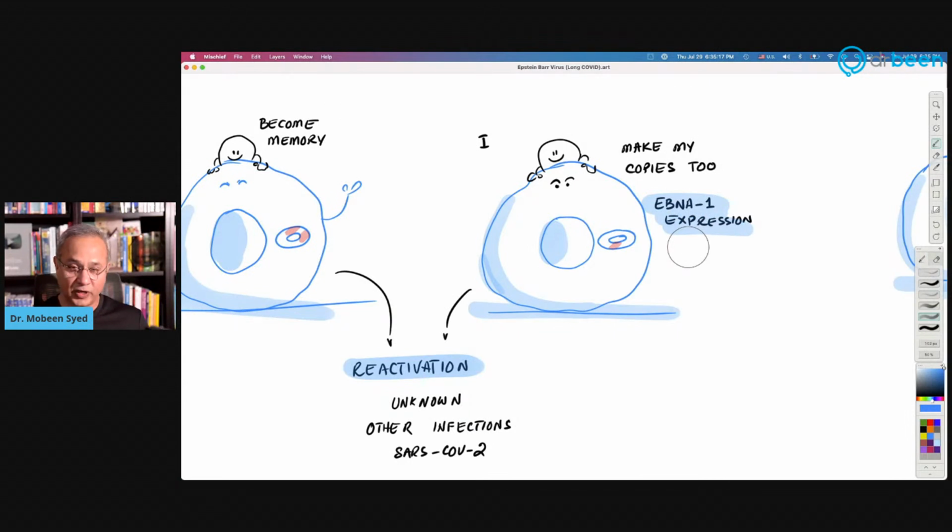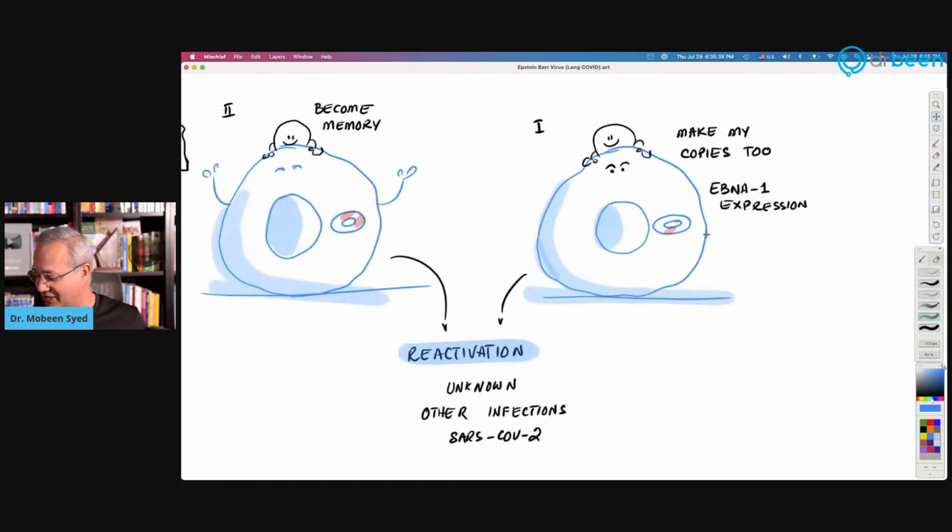EBNA1, Epstein-Barr nuclear antigen 1. That enzyme is produced in the latent stage 1, which is the last latent stage, which only helps the virus plasmid to be replicated when the parent cell, or the B cell, replicates as well. So this clever virus, right?